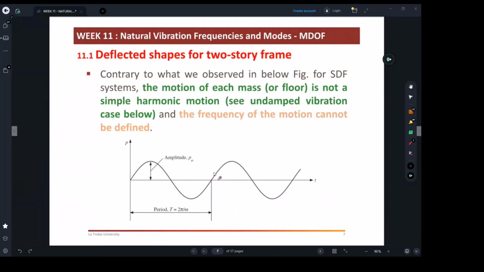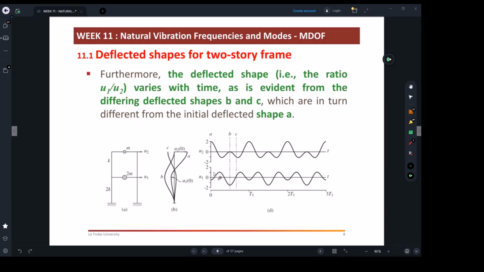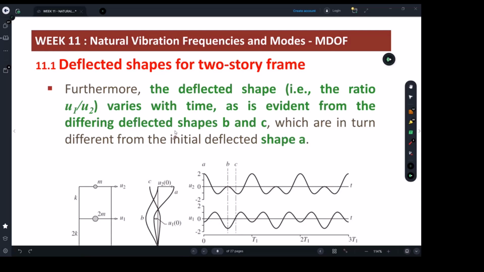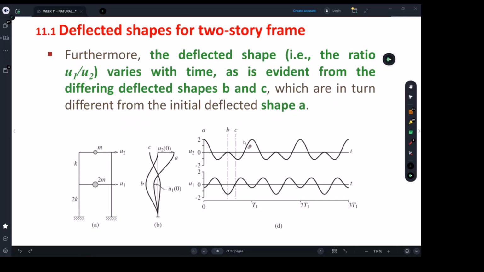At this stage, we just want you to distinguish what's different with a multi-degree of freedom system, right? Another way of explaining this is that the ratios between displacement at level 1 and level 2 are typically changing over time. So the deflection shape, which is the ratio between the first floor and the second floor, is changing with time, which is evidence that the shapes vary from one point in time to another, right?